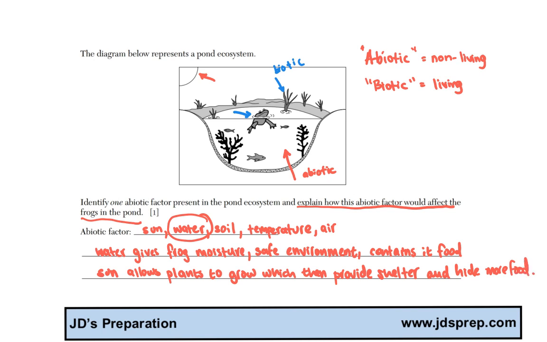Most importantly, it's important to understand what abiotic means versus what biotic means, because this question could also have been asked the other way around. Name a biotic factor, and how would that factor explain, or how would that factor affect the frogs in the pond?